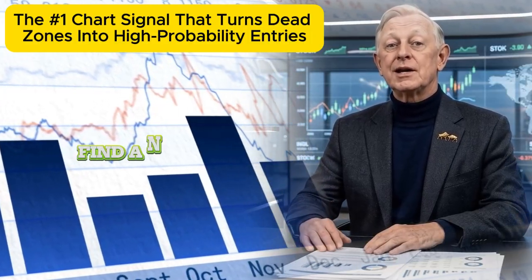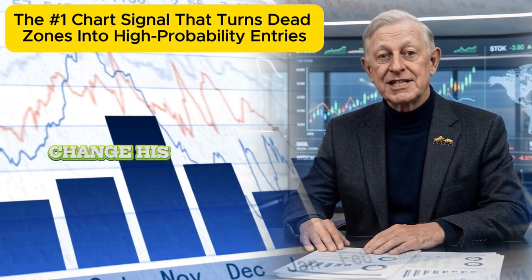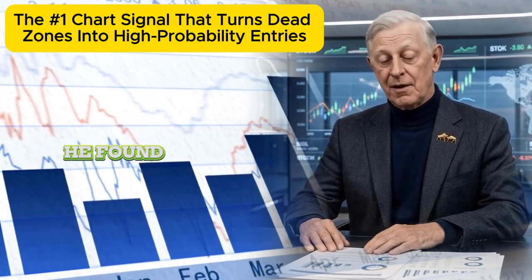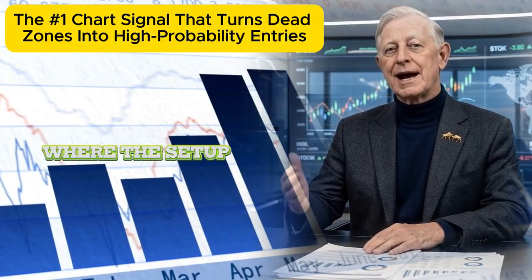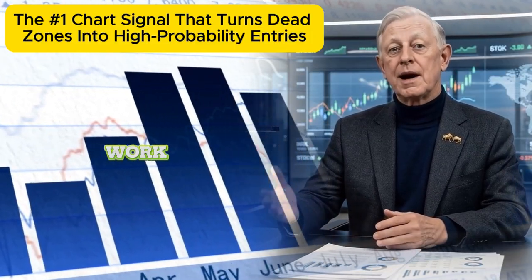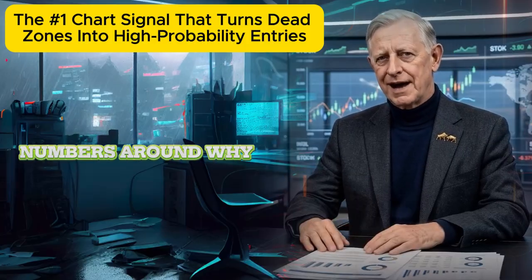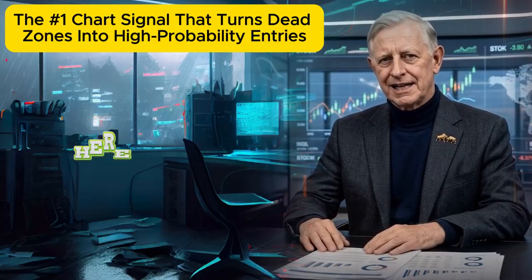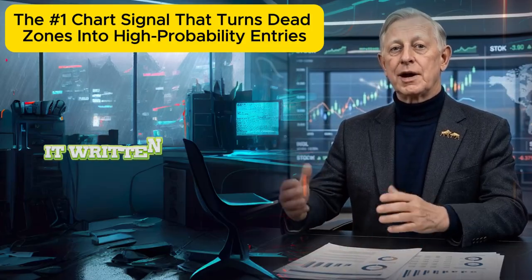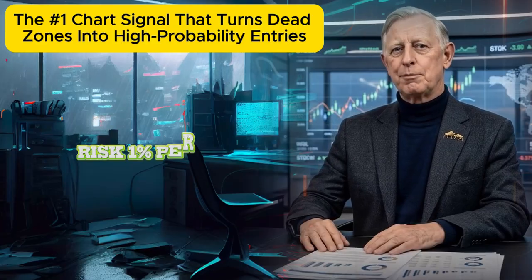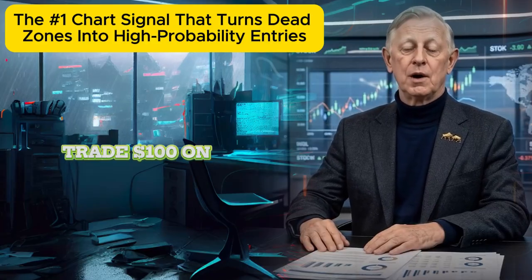Leo did not find a new market. He did not change his time frame. He did not change his risk parameters. He found the one place on the chart where the setup is already doing most of the work before he ever clicks buy. Now let's put numbers around why this matters, because the math here is not intuitive until you see it written down. Say you have a $10,000 account and you risk 1% per trade, $100, on every entry.